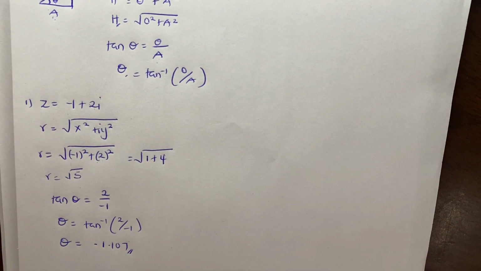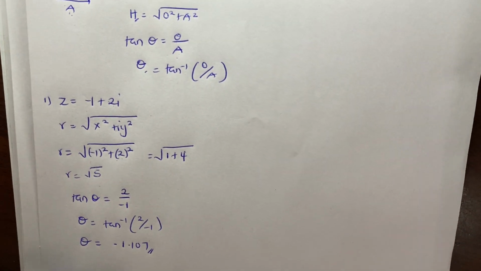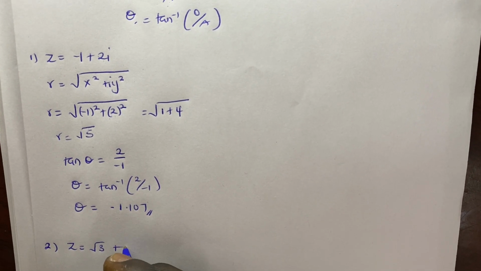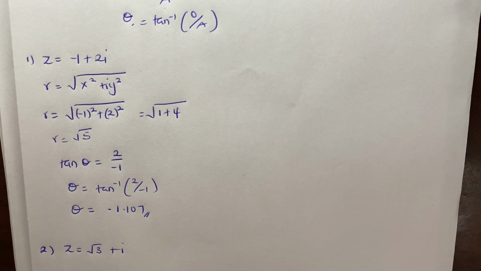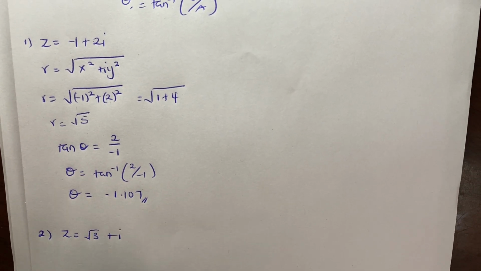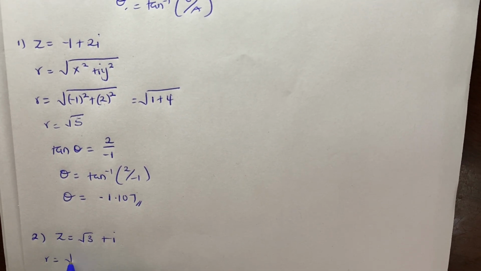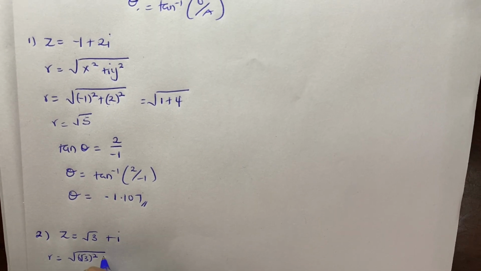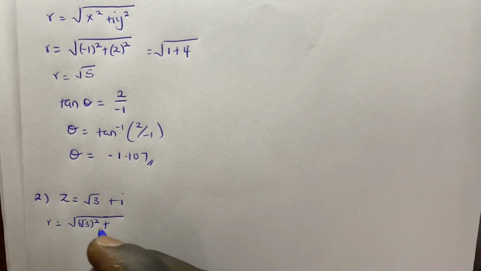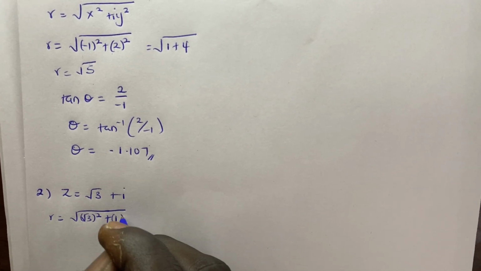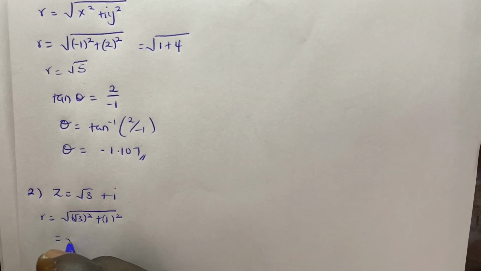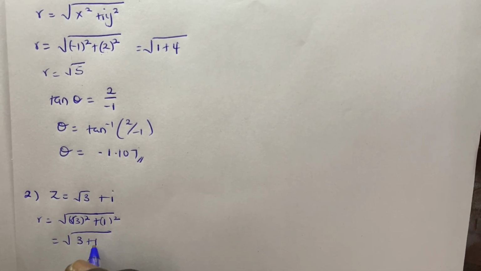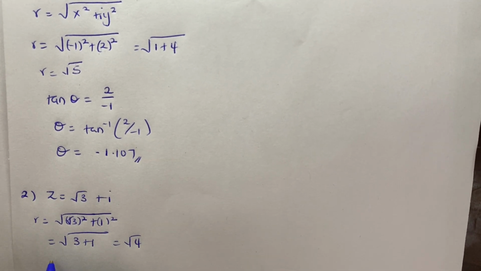So now, second question. z is equal to root of 3 plus i. Now we are finding our modulus. Our r is equal to root of root 3 squared, plus i is the same as 1i, so we have 1 squared. So here, the square will take away this root sign, so we are getting 3 plus 1, and we have root of 4, which is the same as 2.